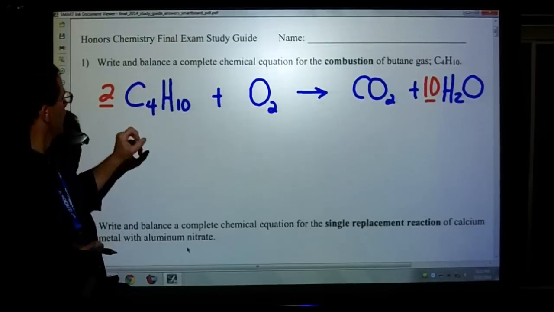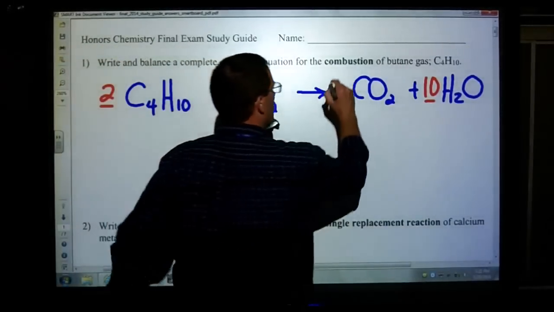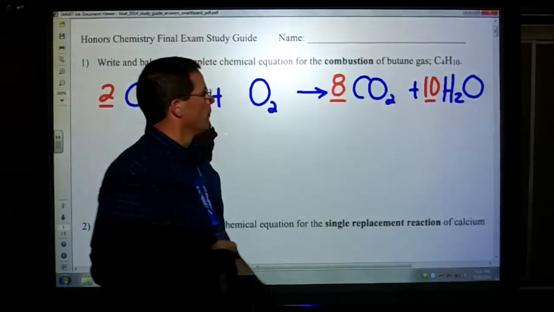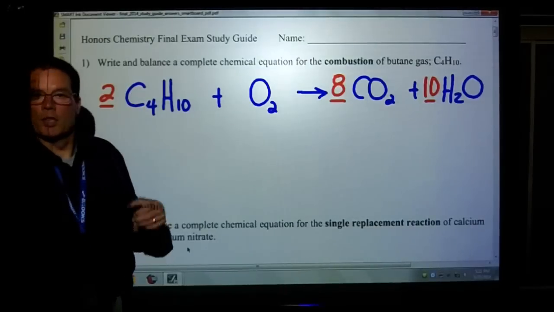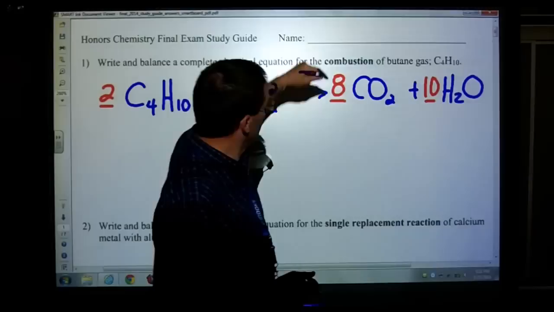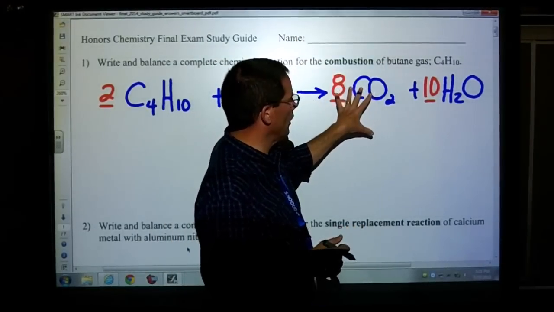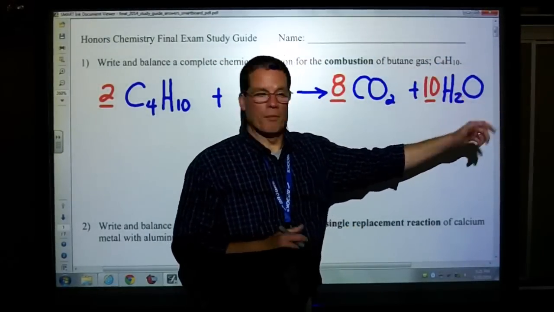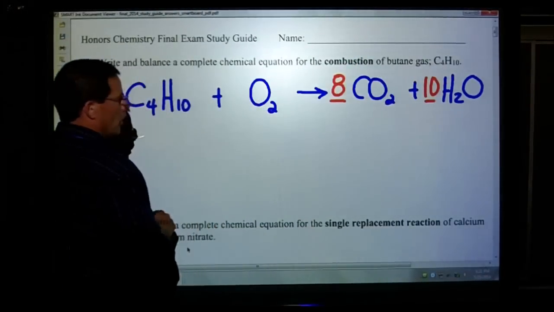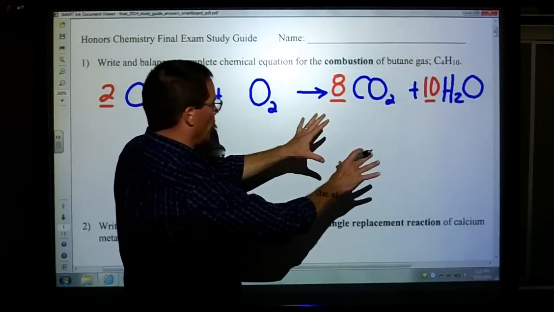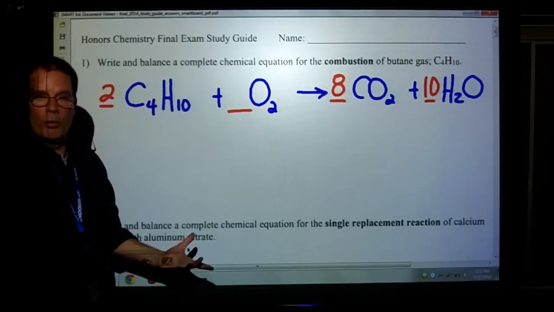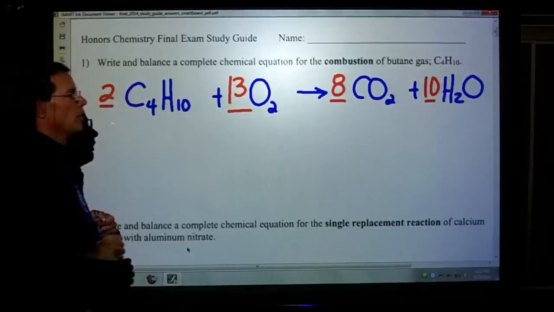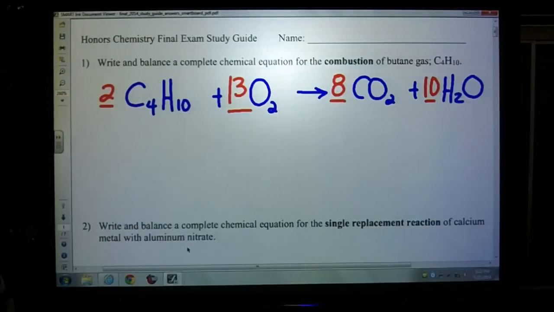Now let's balance the carbons. So the carbons, we have 8 here and currently 1 there. Put an 8 there. Now I have 8 carbons on both sides. So now my carbons and my hydrogens are balanced. Last thing you want to do is balance the oxygen. So here I have 8 times 2, which is 16, plus 10 times 1, which is 10. So 16 plus 10 is 26. So I have 26 oxygens on this side, and currently I have 2. But I need a coefficient in front of here to represent a total of 26 oxygens. So I would put a 13 there. So this is my complete balanced reaction for combustion.